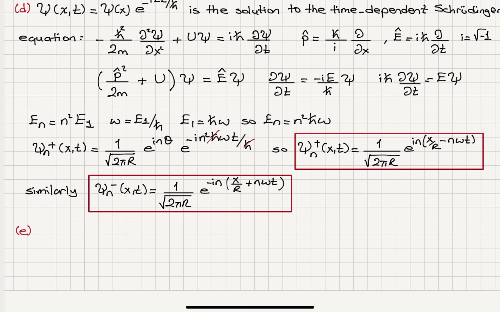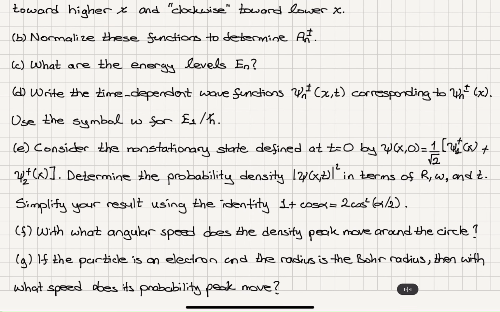Let's move on to part E of the problem. Consider the non-stationary state defined at t equal to 0 by psi of x, 0 is 1 over square root of 2 times psi 1 plus of x plus psi 2 plus of x. Determine the probability density, absolute value of psi squared, in terms of capital R, omega and t, and simplify your result using the identity 1 plus cosine alpha is 2 cosine squared of alpha over 2.